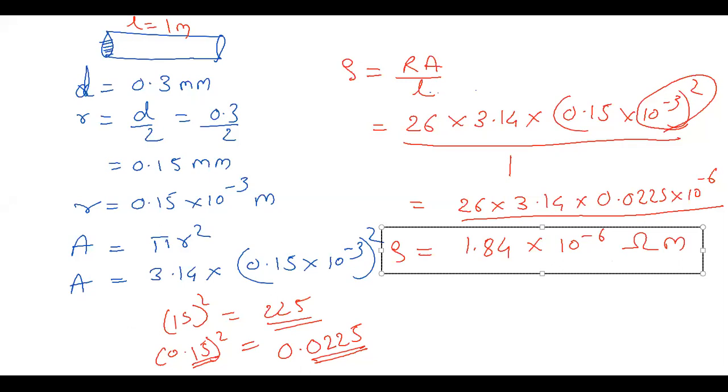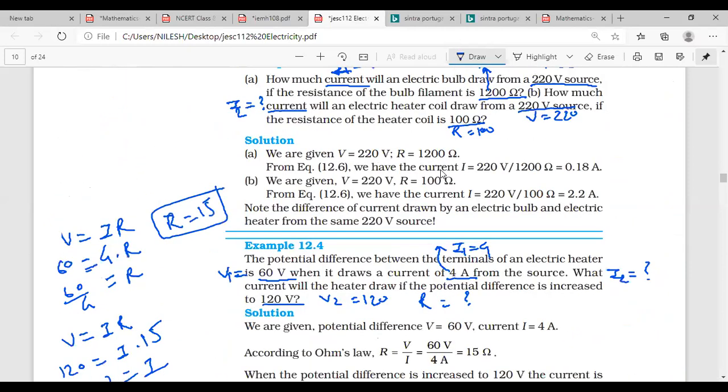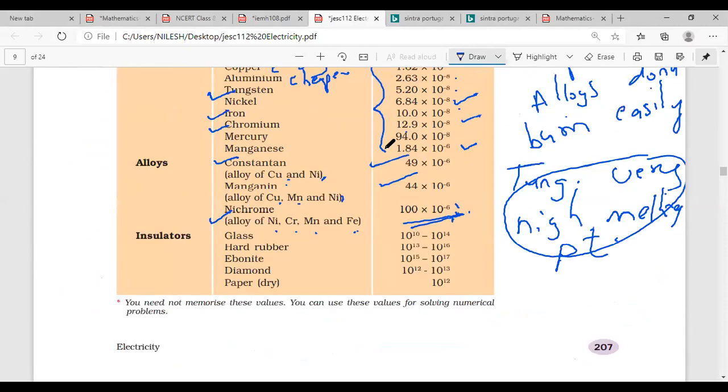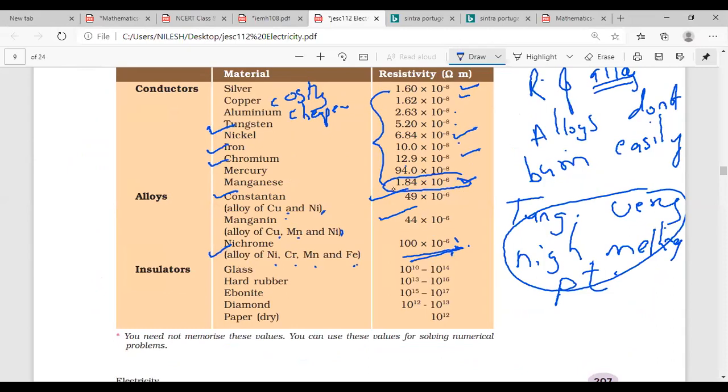Now, if I consider what they have said, see, find it. Predict the material of the wire using the table. So we have got 1.84 into 10 raised to minus 6. If I see my table, let me check it is near to which value. Here is my table. And I have the exact value over here. Manganese. 1.84 into 10 raised to minus 6. So they are talking about manganese. So now I'm going to write the final answer statement for myself.